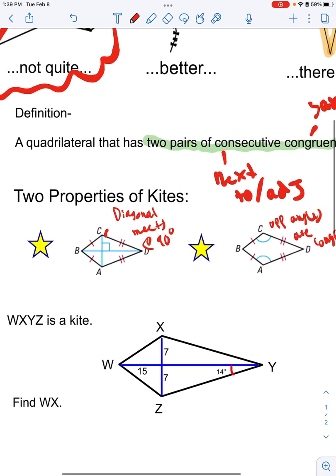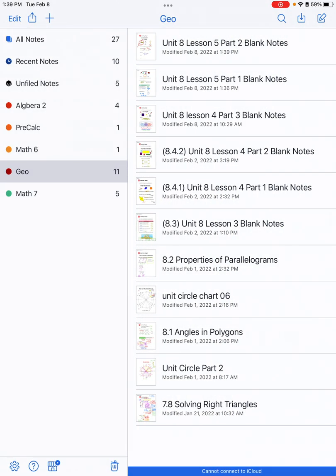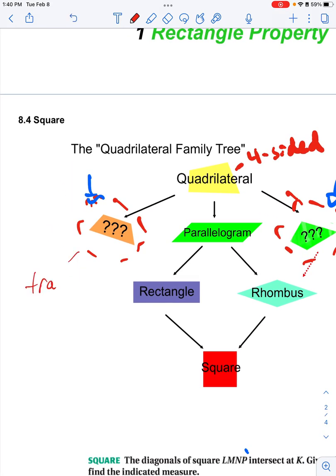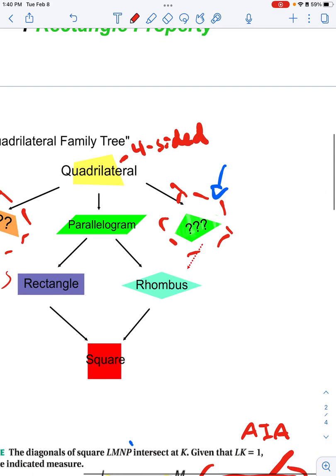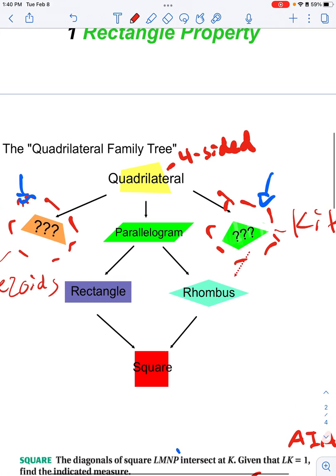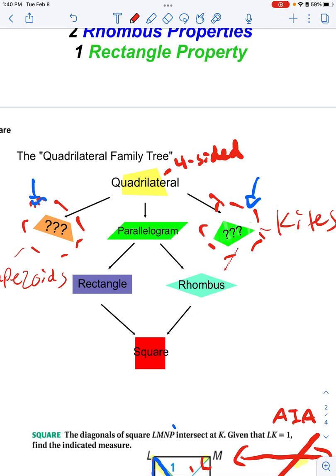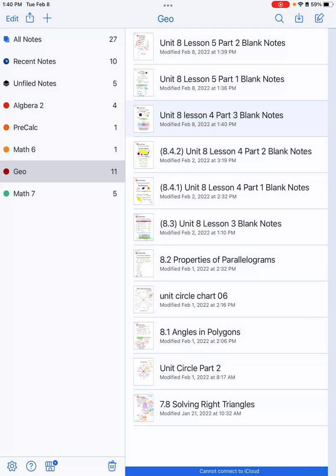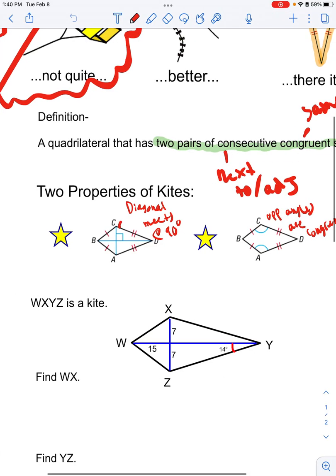So let's put those to good use. Let's test them out. So again, thinking about our whole quadrilateral family, if we go back to, I believe it was this one right here, we've now filled it in. These are trapezoids, and these are kites. And so under quadrilaterals, we have trapezoids, parallelograms, and kites. Rectangles and rhombuses are parallelograms. Sometimes a rhombus can be a kite, but not always. And a rectangle and a rhombus, when they have equal sides and equal angles, create a square.